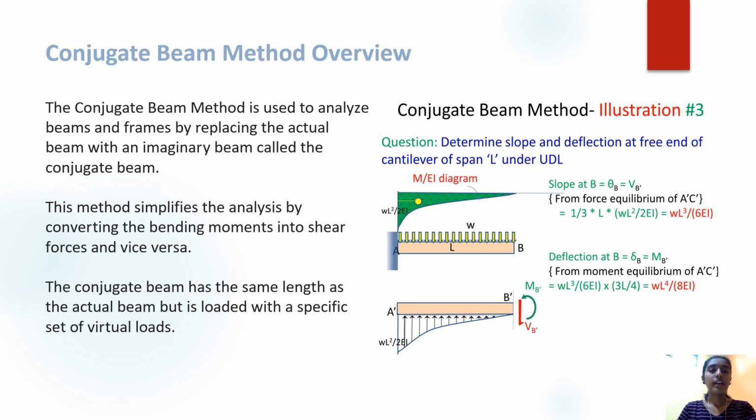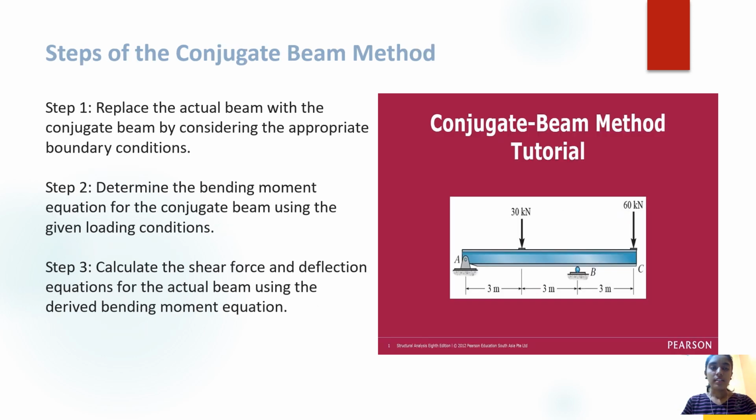In this slide, we discuss the conjugate beam method overview. The conjugate beam method is used to analyze beams and frames by replacing the actual beam with an imaginary beam called the conjugate beam. This method simplifies the analysis by converting the BMD moments into shear forces and vice versa. The conjugate beam has the same length as the actual beam, but it is loaded with a specific set of virtual loads.